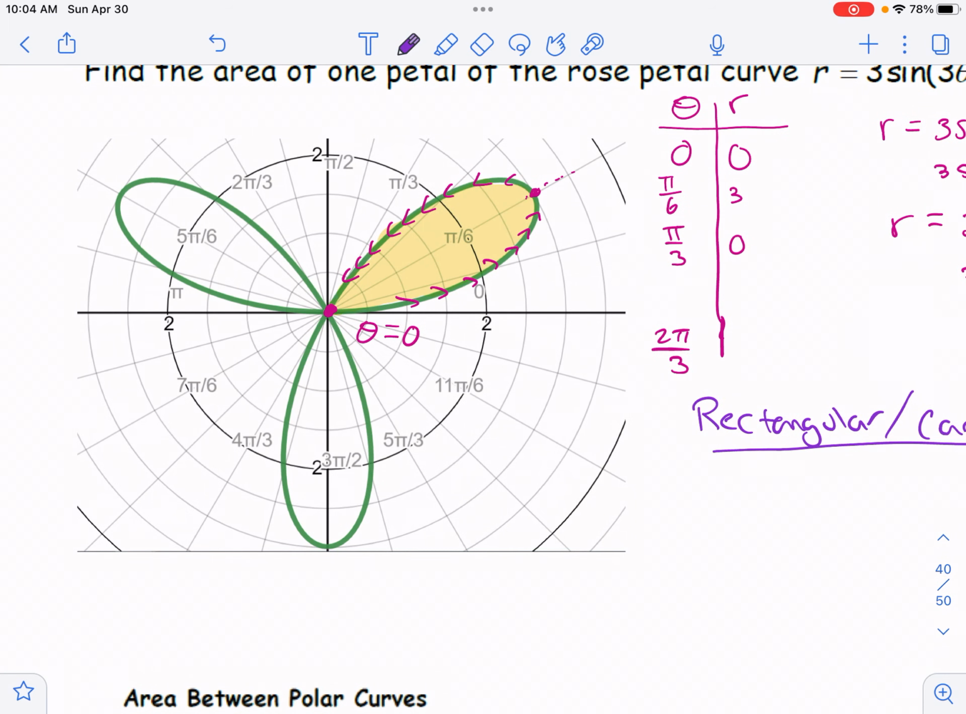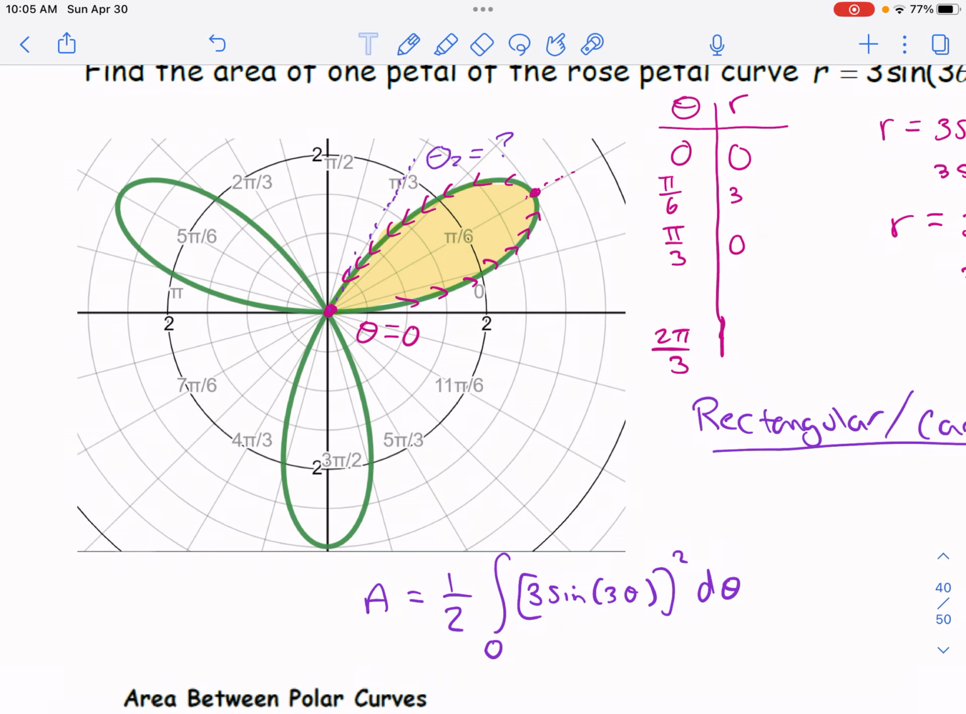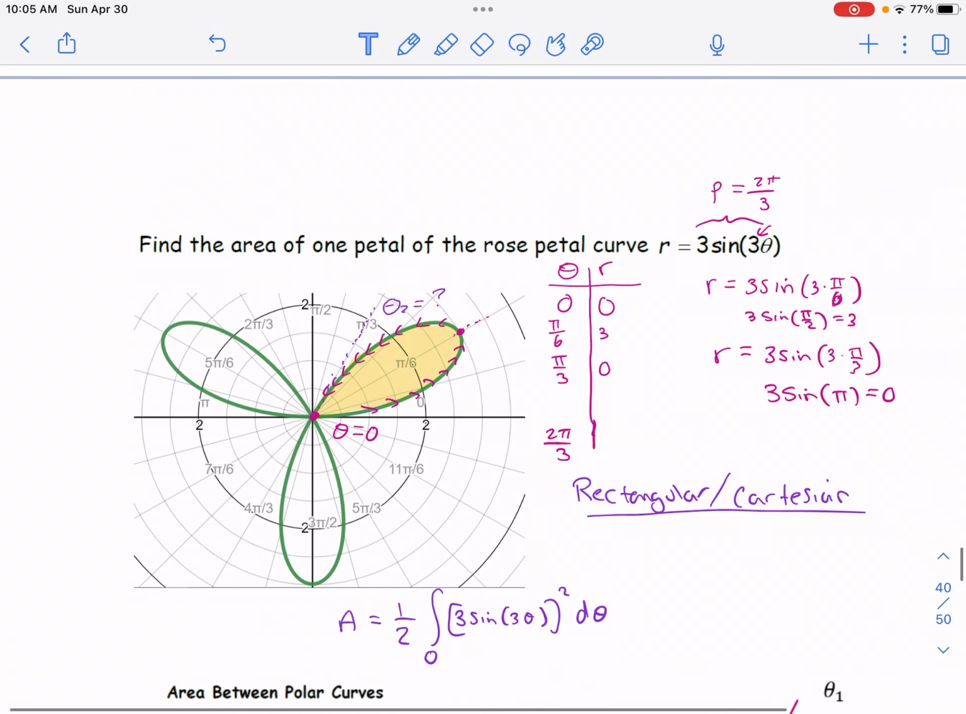So again, our area by the formula is 1/2 r squared, which would be 3 sine 3 theta squared d theta. The lower limit of integration, we can tell it's 0. The upper limit of integration, we know it's pi over 3, but let's pretend that you didn't have this nice polar grid with the angles, or you didn't use the reasoning I just did here. Then you're going to use a Cartesian graph and find that x-intercept. So let's do that.